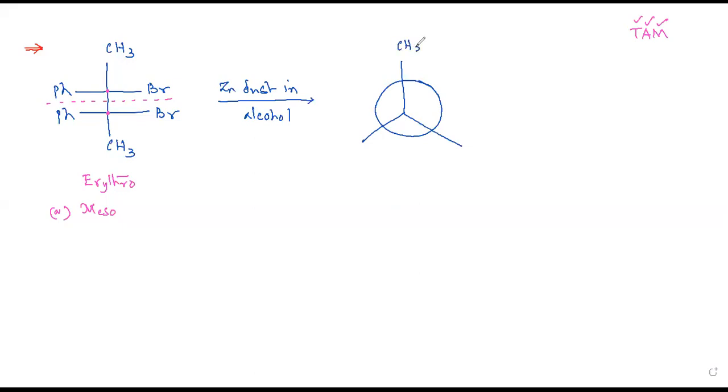I told you how to convert. CH3, Ph, Br, even this CH3. Now these two are anyway taken this way. I told you. So take Ph here, then Br here. Okay, now it is very cool.